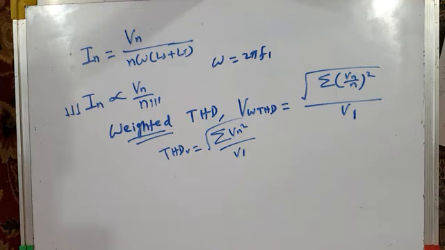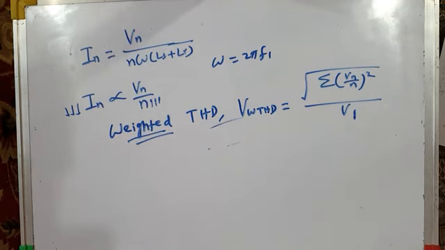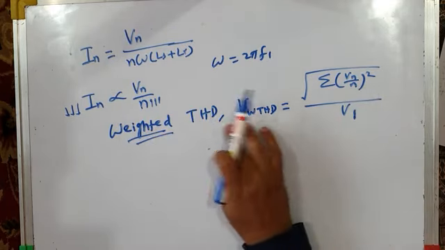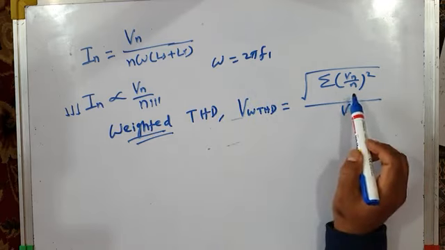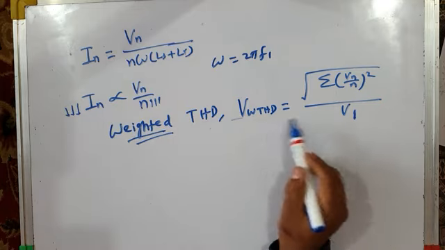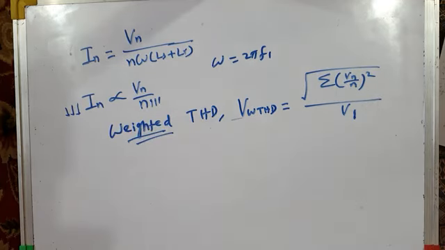Since we have just found that the harmonic current is proportional to Vn by N, this weighted THD actually gives us an idea about the harmonic currents: what is the harmonic current content in the induction motor winding? That's why it's called weighted THD. It gives us the weightage of harmonic current flowing in the induction motor because of harmonic voltages.